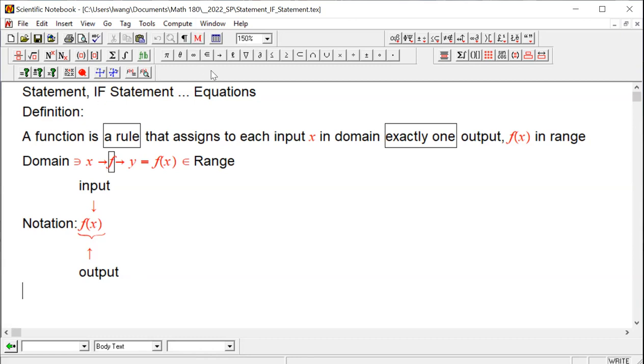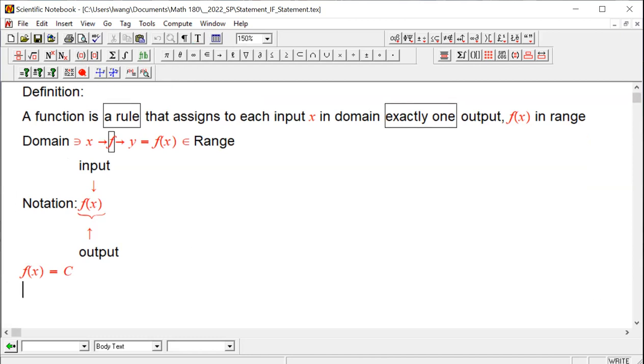For example, we have worked with the function f of x equals a constant, c. We understand what this means. This rule tells us no matter what the input is, the output is always the same number, c. And we know the graph, and we know everything about it, domain and range.